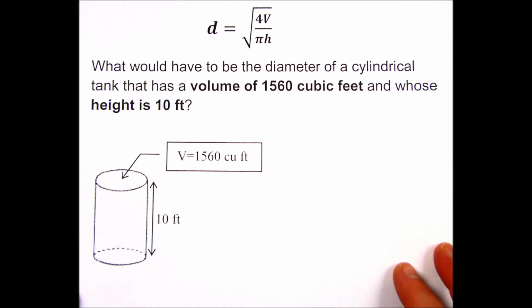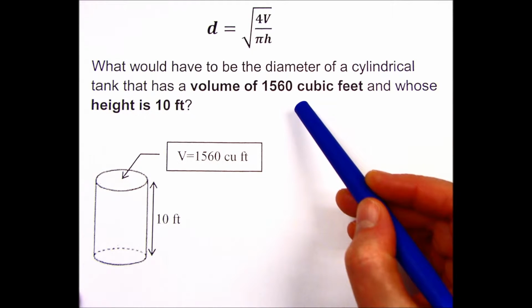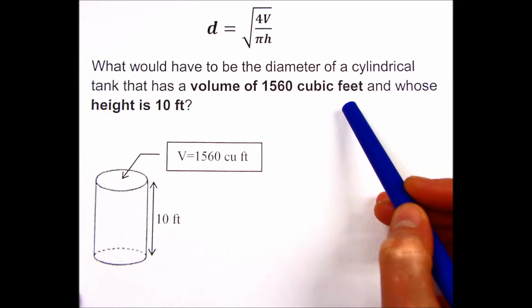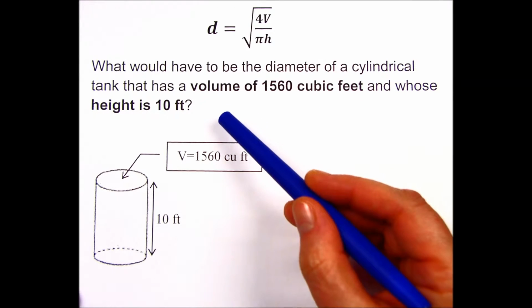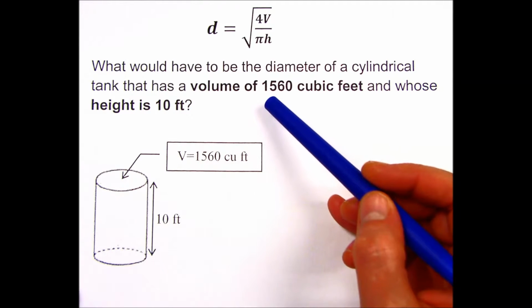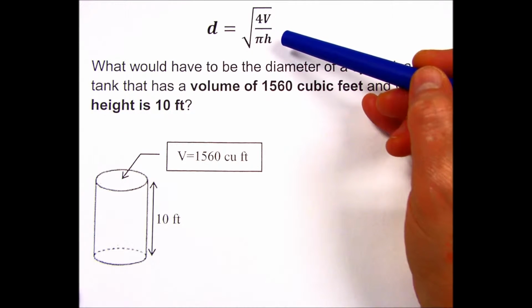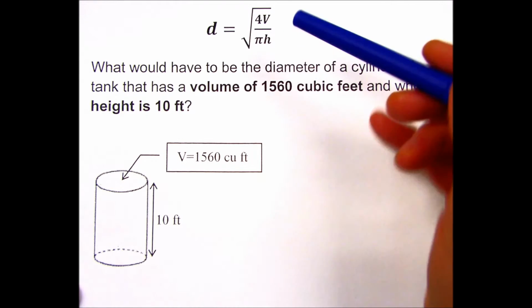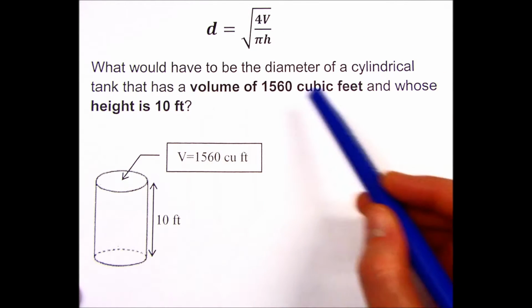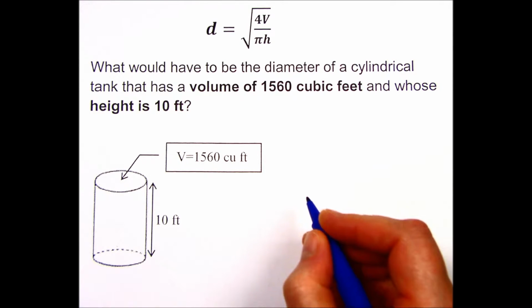What would have to be the diameter of a cylindrical tank that has a volume of 1,560 cubic feet and whose height is 10 feet? I can put my measurements into the formula, but first check that the units of measure coordinate. In our case, they do. We have feet and cubic feet. So I'm ready to put my numbers into the formula.